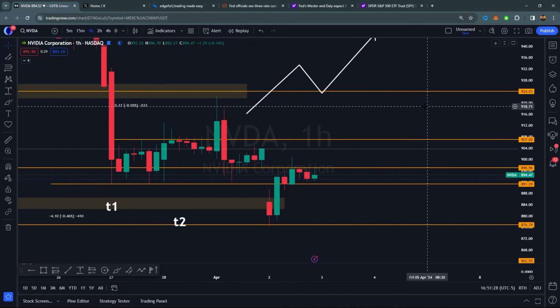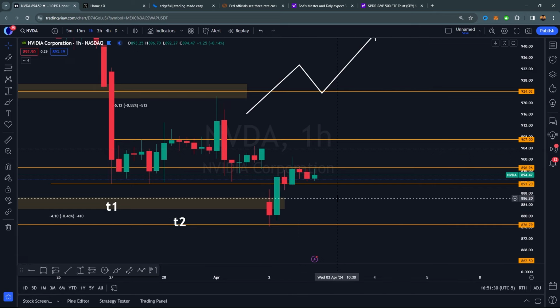Being patient here, I think Nvidia looks fine. Buyers continue to step in. You hold every key level. That's what you're looking for there.